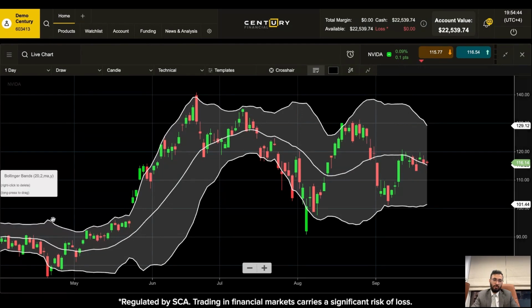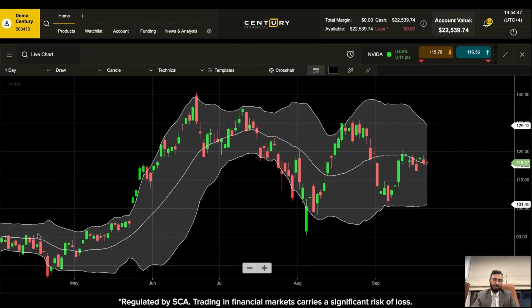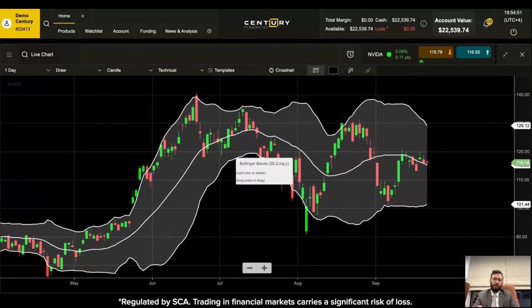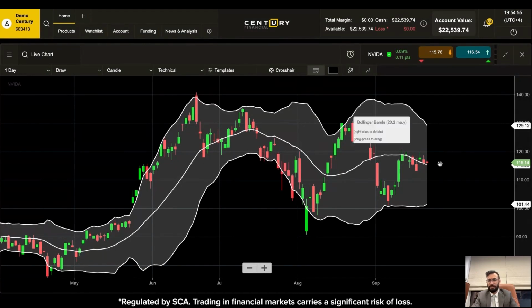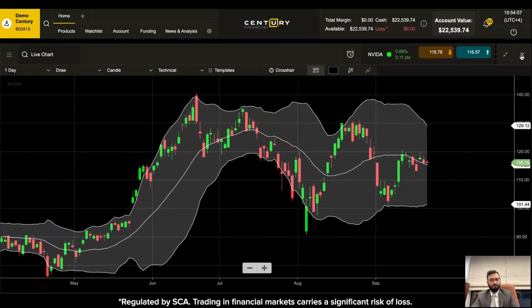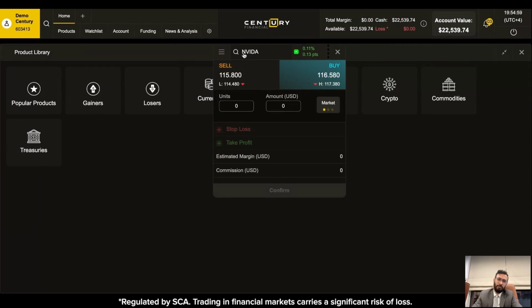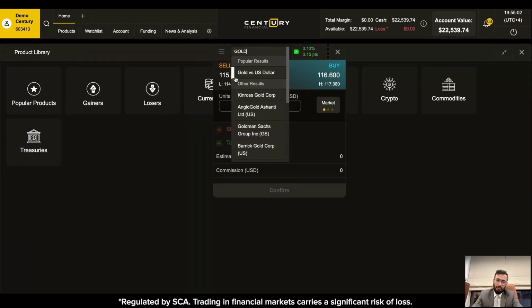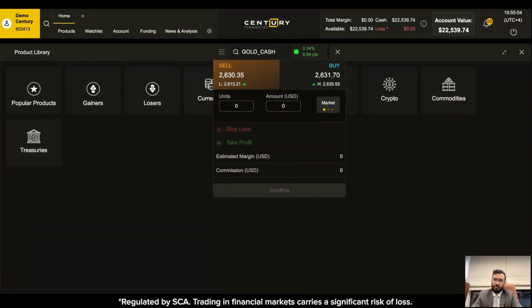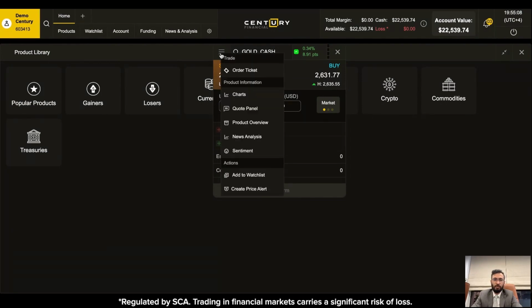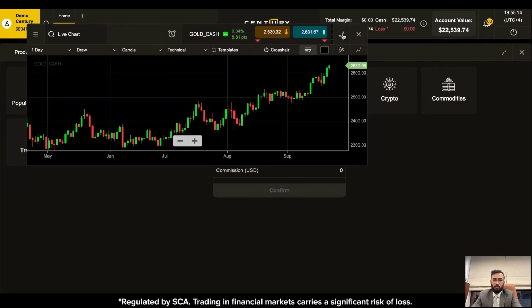So you see the width of the band, somewhere it is narrower, somewhere it is wider. That is because of the volatility. When the volatility increases, we see the width of the band also increases. Similarly, let's say if I were to put a band in gold, this is gold versus US dollar. Look at this chart right now.